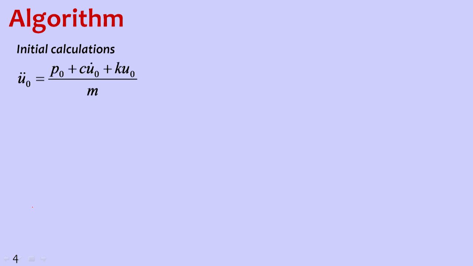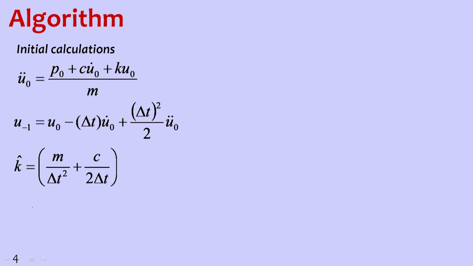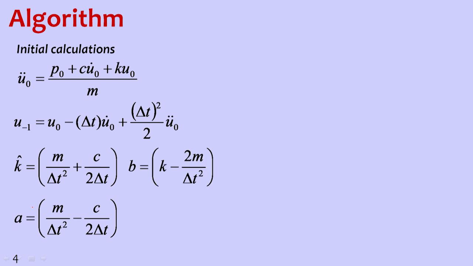So, we will discuss the algorithm which is required for calculating the response of the structure. As initial calculations are required, the initial calculation for acceleration u double dot 0 at i equal to 0 is p naught minus c u dot 0 minus k u 0 by m. So, this is acceleration at time step i equal to 0, and u minus 1, which is the previous value, is u 0 minus delta t into u dot 0 plus delta t square by 2 u double dot 0. And k cap is an initial value which is constant for the given problem. m is constant for a particular structure, c is constant, and delta t is the constant time step for the force applied, and a is m by delta t square minus c by 2 delta t, and b is calculated as k minus 2m by delta t square.